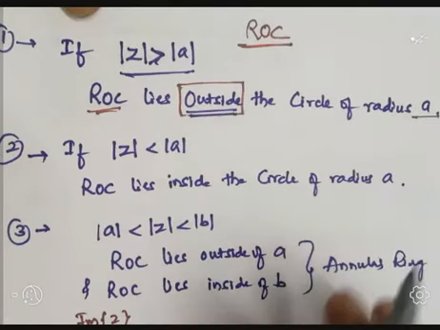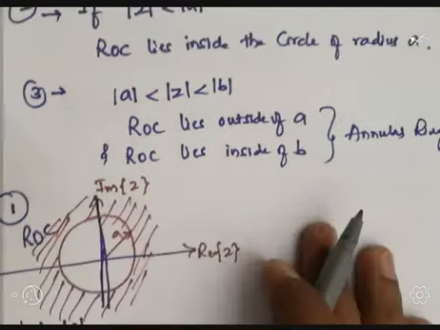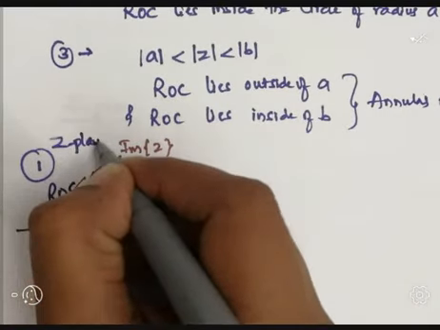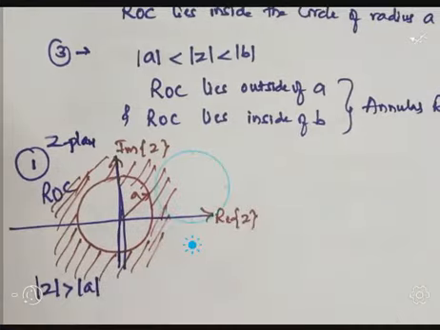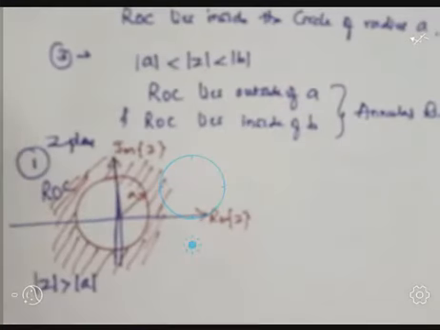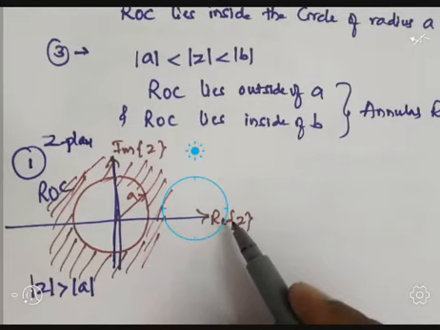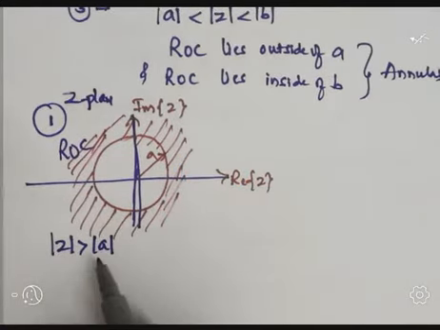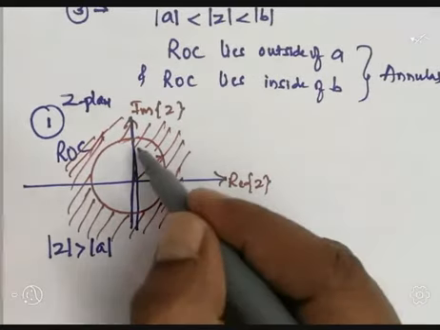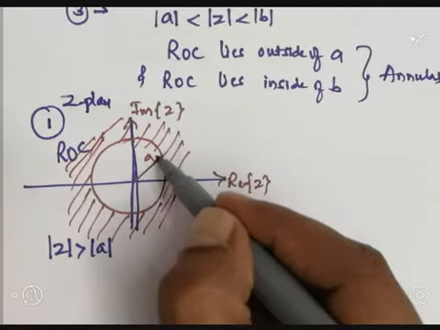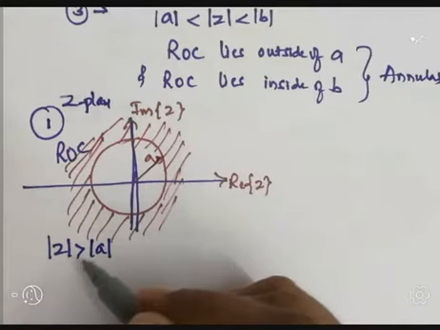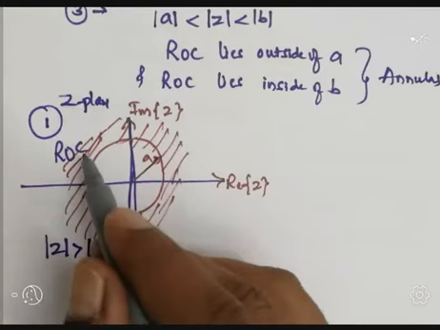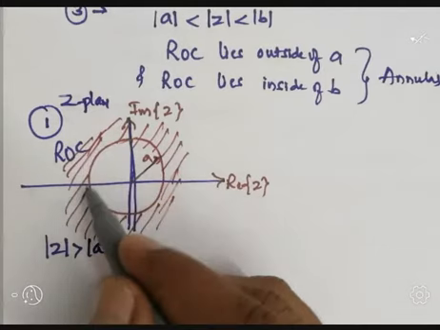So if you are representing this on the z plane, let's see. This is the z plane. The vertical axis represents the imaginary part of the z plane, and the horizontal axis represents the real part of the z plane. So what is the condition for the first case? Mod of z is greater than a. I drew one circle on the z plane of radius a. So what is ROC? Greater than a means outside the circle of radius a. So whatever the shaded part is, that is ROC.